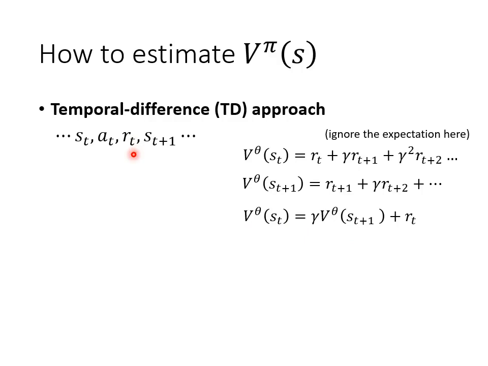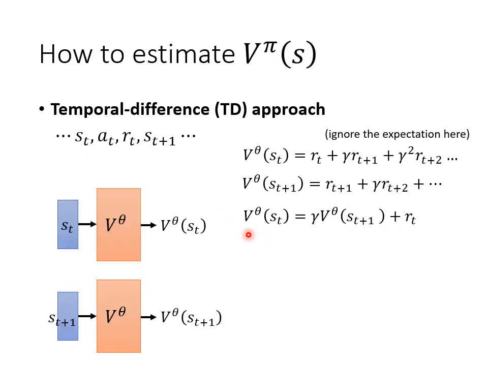Now, after we have such a piece of data, we can use it to train our value function, hoping that the value function can satisfy the formula we wrote here. What does it mean? Suppose we have a piece of data. We input S_t into the value function to get V theta of S_t. Input S_{t+1} into the value function to get V theta of S_{t+1}. Although we don't know what the values of V theta of S_t and V theta of S_{t+1} are.